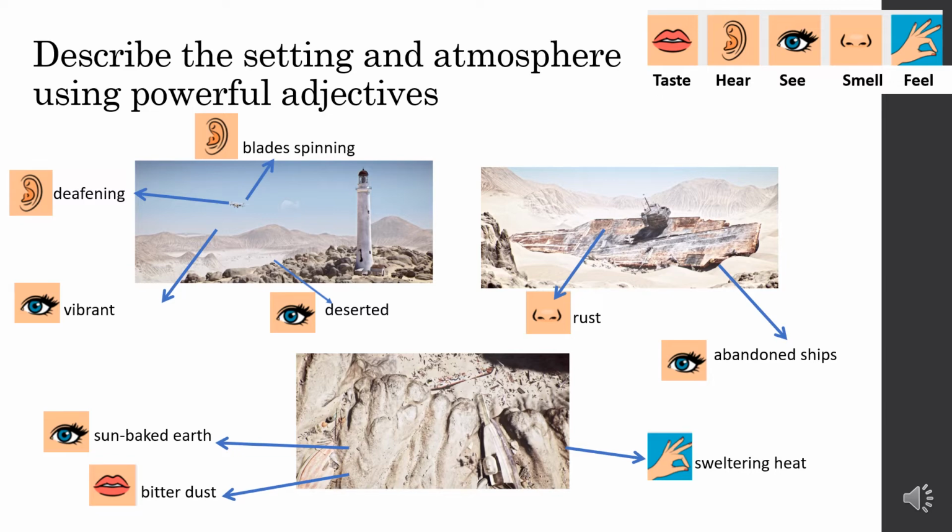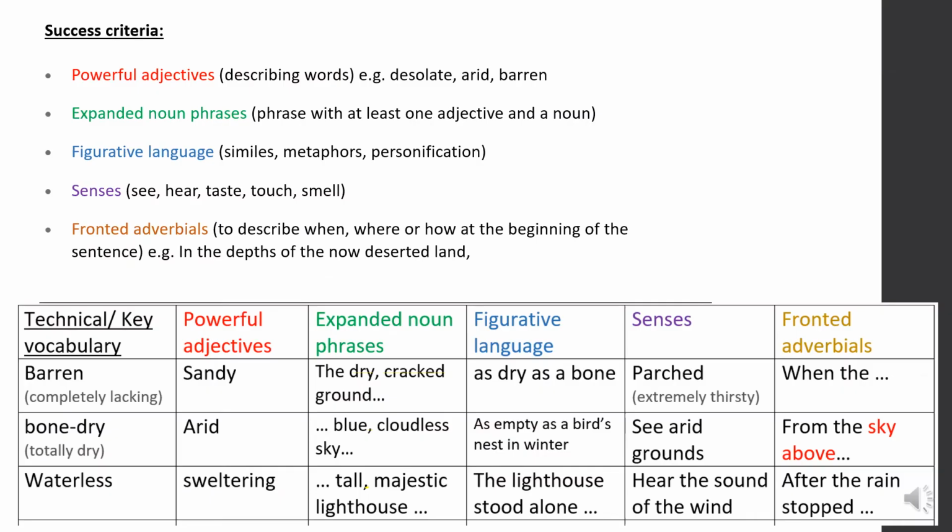As we're using powerful adjectives, we need to think of ways to up-level our vocabulary. I have given some examples, and you can magpie any of the words I have written down. Pause the video and write down any other powerful adjectives you can think of. When you're writing, you must refer to the success criteria and use this as a checklist.